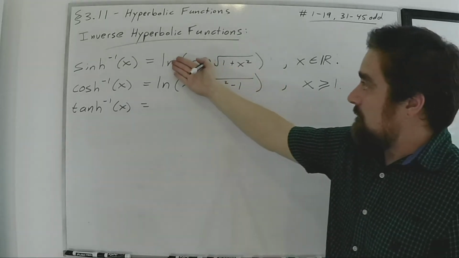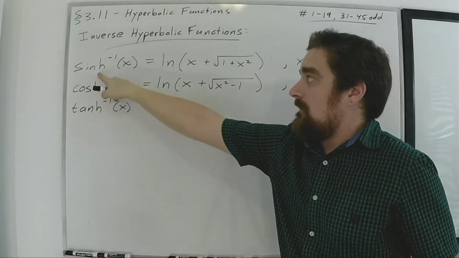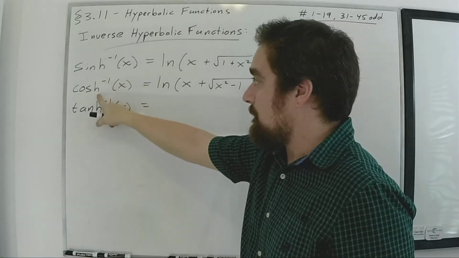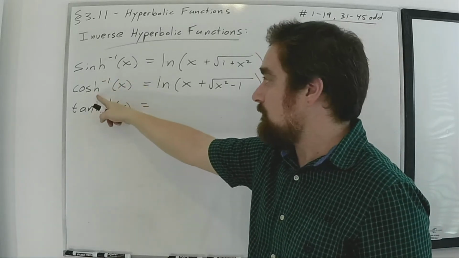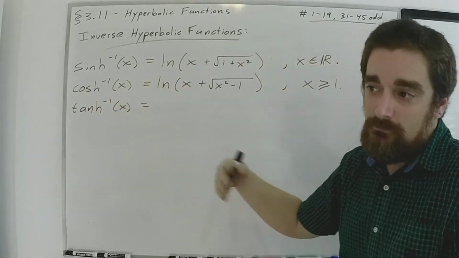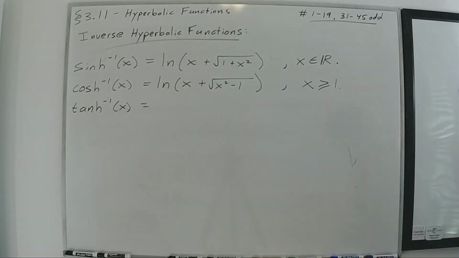And it should be clear that the log function will pop up with the inverses because the sine hyperbolic function is defined using the exponential function. Cosine hyperbolic is defined using the exponential function. So it's natural that the inverse would be the log function. Natural log is the inverse of an exponential function. So it just makes good sense.